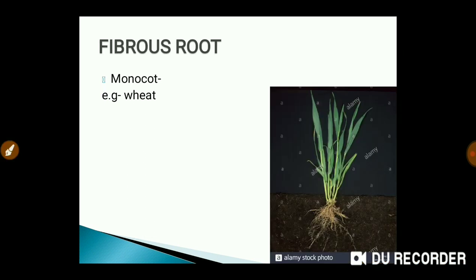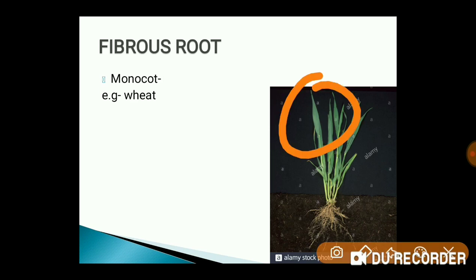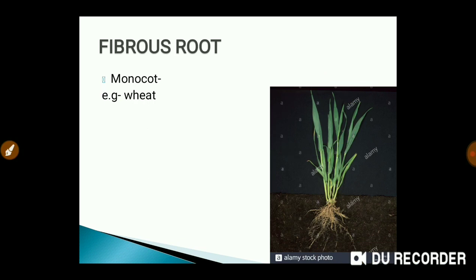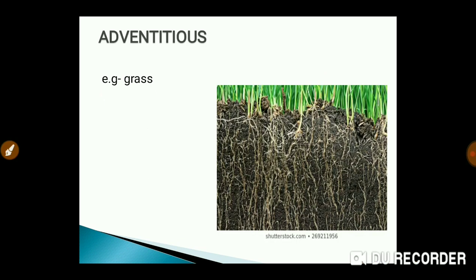Now next example, the fibrous root. It is present in wheat. I have already told that if you want to distinguish between monocot and dicot, you can see here in the leaf of the wheat the venation pattern is parallel. So this is the example of fibrous root. Now adventitious. I have already told that in adventitious, the root is not developing from the radicle, it is developing from parts other than the radicle. So this is the example, grass.